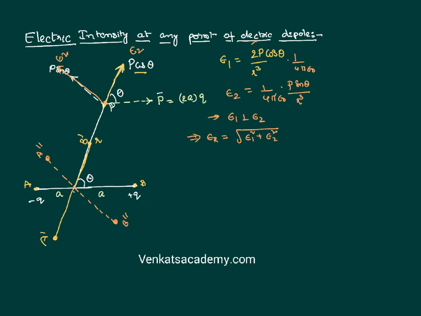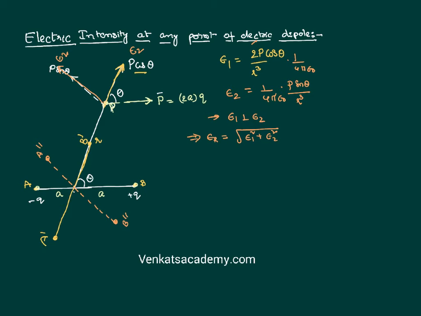Let's go back and come back to the point where we are. I would like to calculate the electric field intensity due to a dipole AB at a given point. Say this is the point. At that point, the electric dipole moment's direction is from minus Q to plus Q, that is from left to right, as I have shown here.